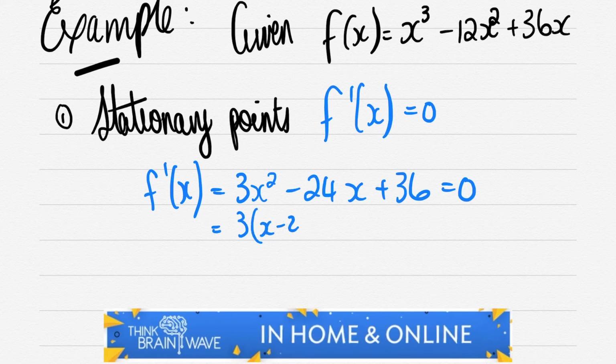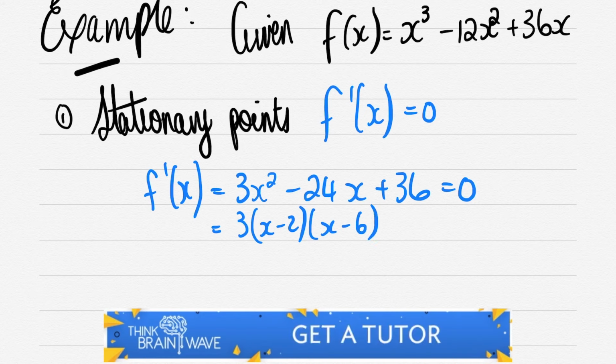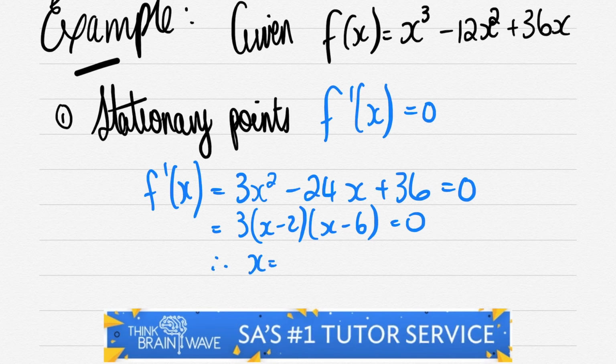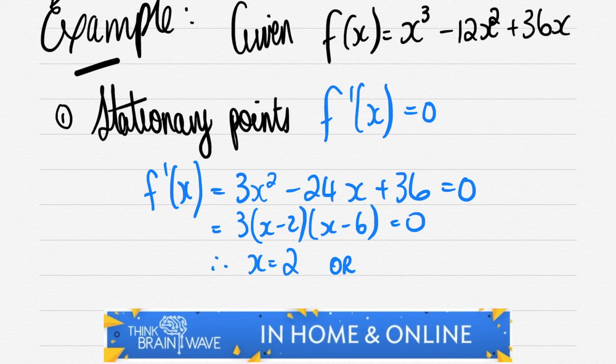So we have a binomial here. Let's put it out as x minus 2 and x minus 6. You do that by the cross method. You now have x is equal to 2 and x is equal to 6.